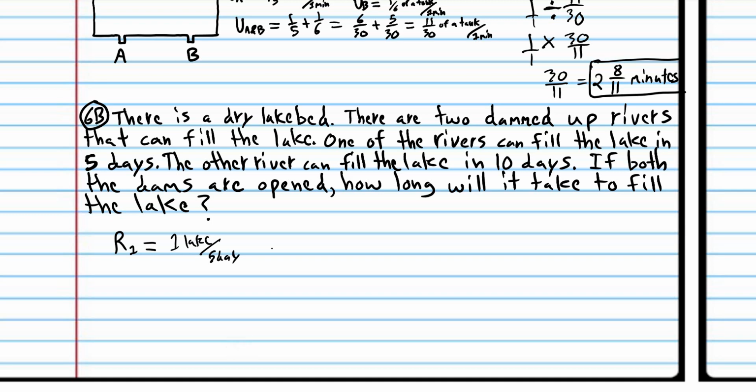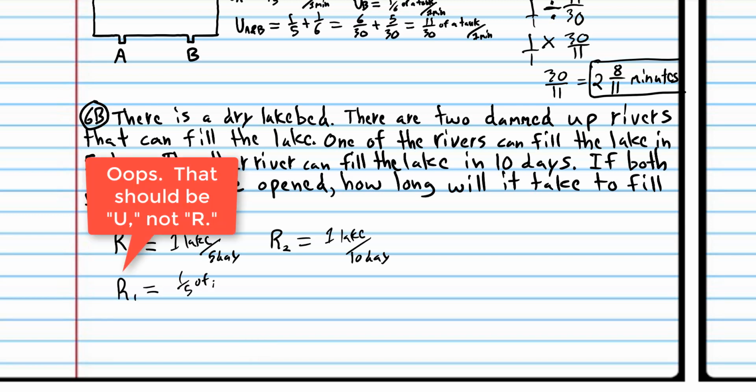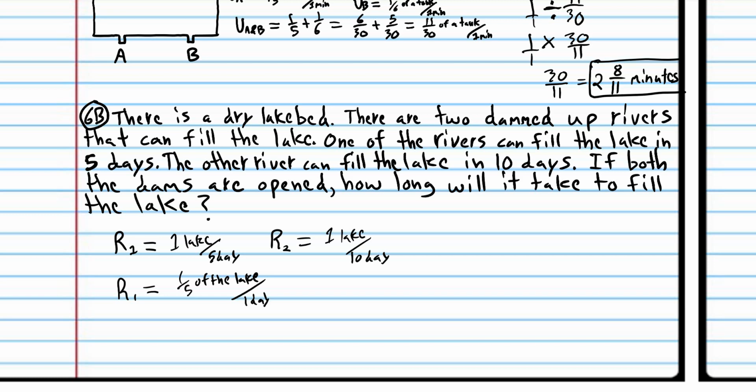Instead of writing, well, I guess I'll just write it over here. River 2 can fill 1 lake in 10 days. So those are not unit rates. The unit rates are going to be 1/5 of the lake in 1 day. And again, that's just basic logic.